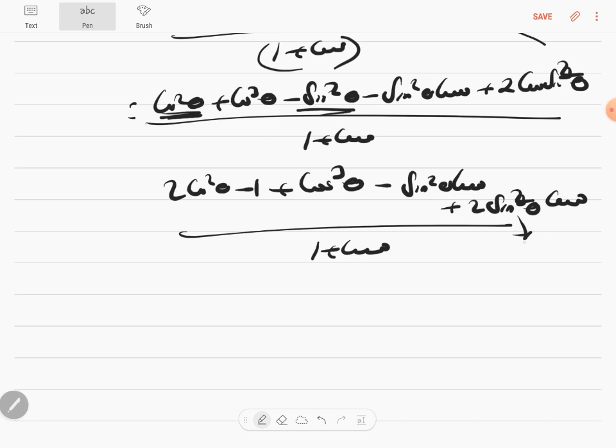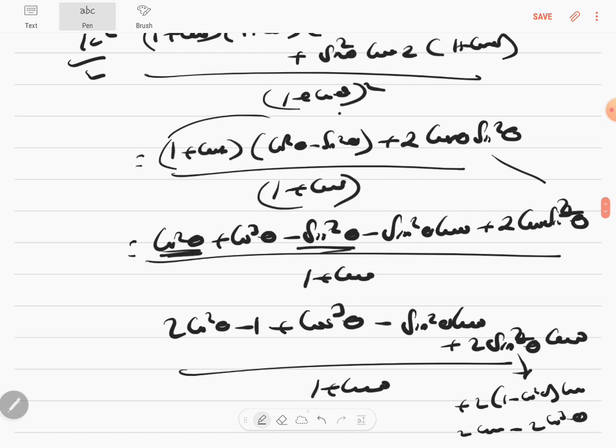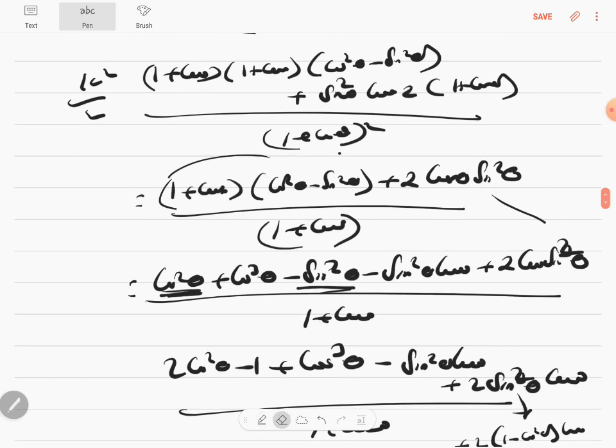This sin square theta I can write as 1 minus cos square theta. So 1 minus cos square theta into cos theta will be 2 cos theta minus 2 cos cube theta. So it will get solved. Okay, that's what it is. I'm going to do it again though. Okay, I'm not very clear from here.